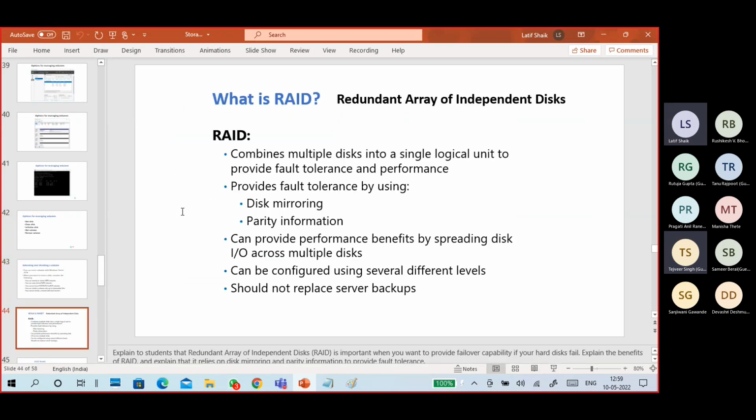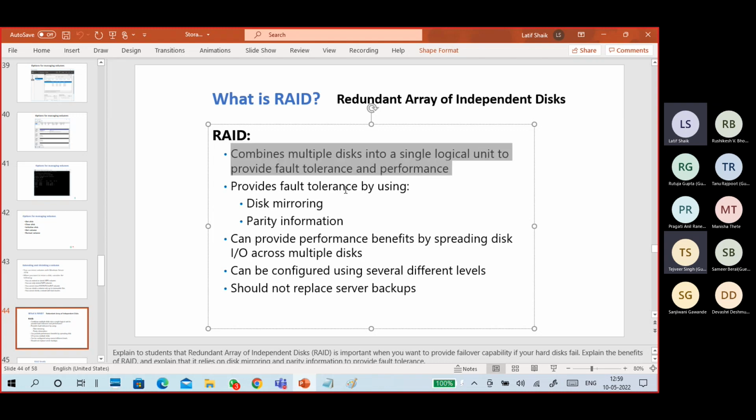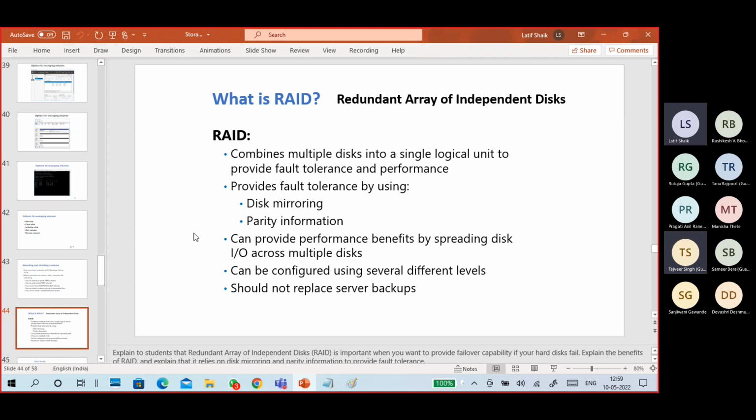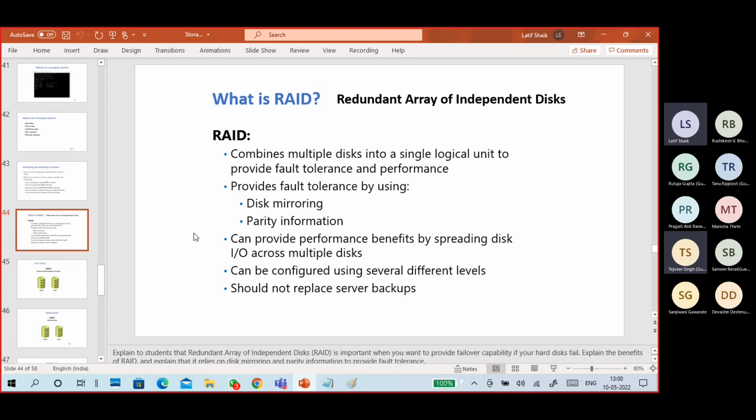So this is a comment. This is RAID, redundant array of independent disks. I copied that one. Combining multiple disks into a single logical unit to provide fault tolerance and performance. It provides fault tolerance using disk mirroring and parity, meaning RAID 1 and RAID 5. It can provide performance benefits by striping data across multiple disks. Configured using several different levels. It should not replace server backup; backup is compulsory.